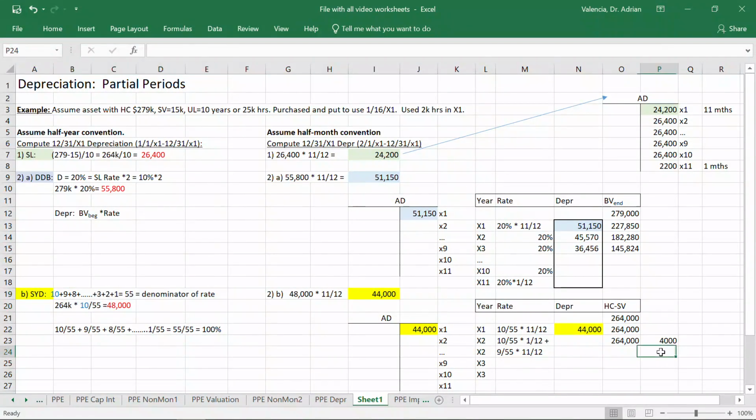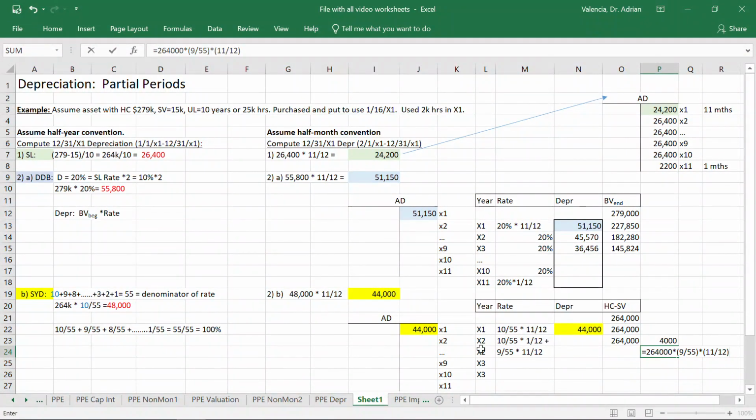But now I also have to sum up 264 times, wait, Excel doesn't like commas like that, times the new fraction 9 divided by 55. If I could find the right buttons here, times 11 over 12.